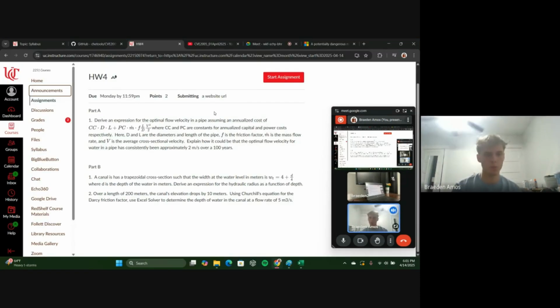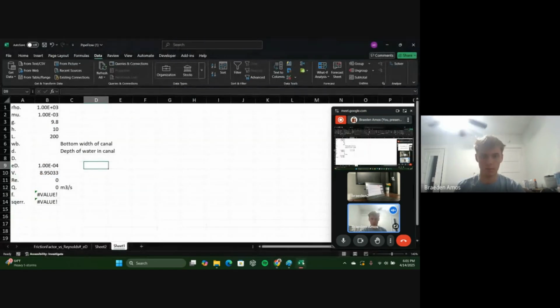This is homework 4, part B, part 2. Over a length of 200 meters, the canal's elevation drops by 10 meters. Using Churchill's equation for the Darcy friction factor, use Excel Solver to determine the depth of water in the canal at a flow rate of 5 meters cubed per second.